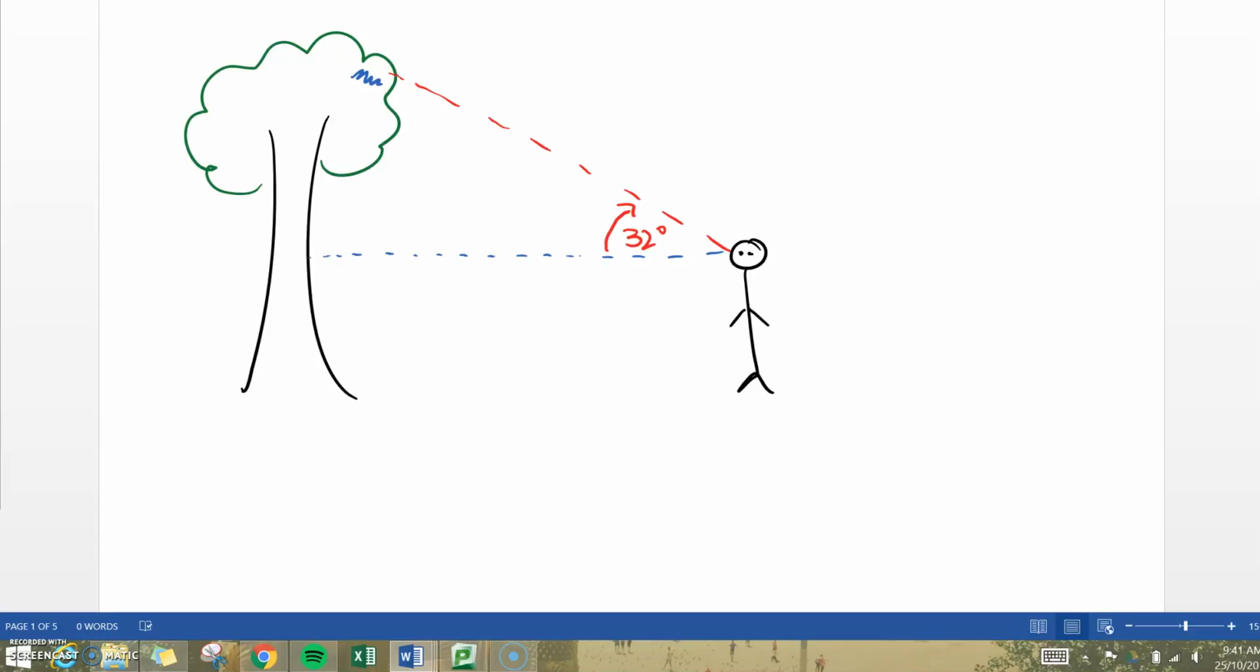Now, how is this actually useful in real life? Well, we can use the angle of elevation in trigonometry, which can help us find distances, heights of buildings, angles that we don't know. The only thing that we need to know today about trigonometry is what we call the tangent ratio, or as it's most commonly known, tan.